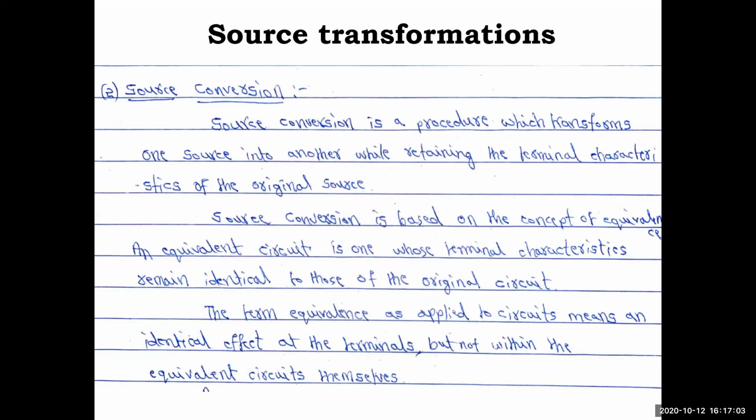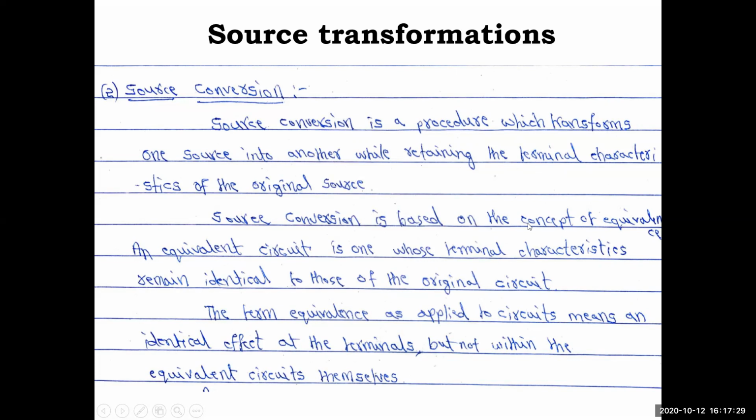Source conversion is a procedure which transforms one source into another while retaining the terminal characteristic of the original source. As mentioned, a voltage source in series can be converted into a current source in parallel, or a current source in parallel can be converted into a voltage source in series. Depending on your network problem, you need to do either of these conversions, that is source conversion.